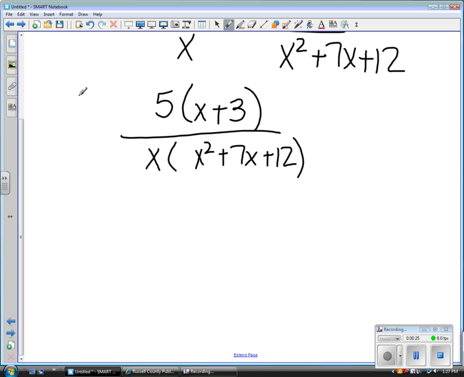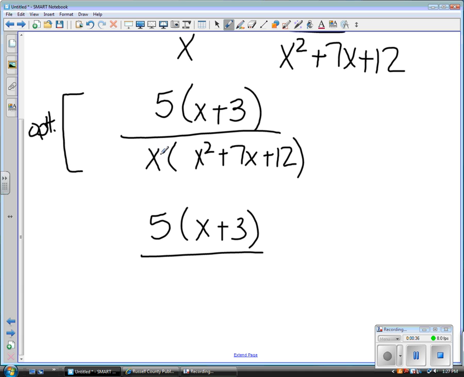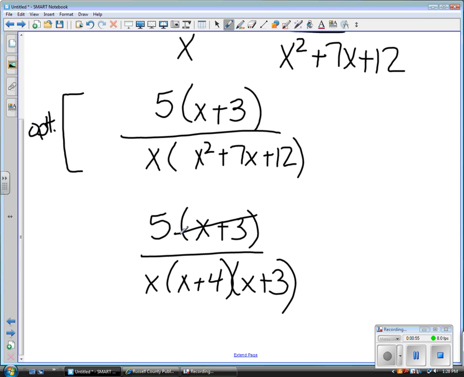Okay, so this may be an optional step. Well, it was x plus 3 over x times 5 over x squared plus 7x plus 12. Then I could break that down, which looks like x plus 4 and x plus 3, right? So at this point then, my x plus 3's cancel off, right? So I'm left with 5 over x times x plus 4.